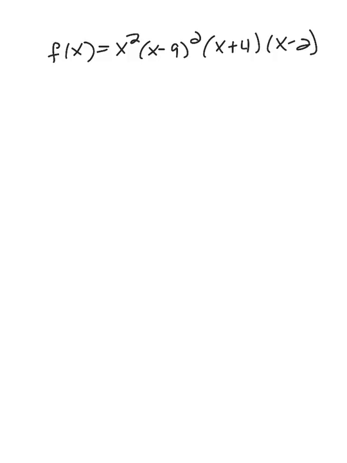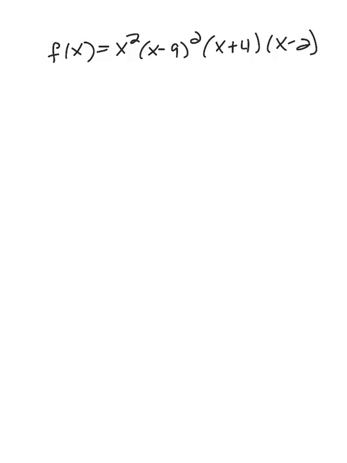Okay, so this is questions 9 and 10. So this is the no calculator part. So for the first part, we have f of x is equal to x squared times (x minus 9) squared times (x plus 4) times (x minus 2). So the first thing is you want to find your zeros.